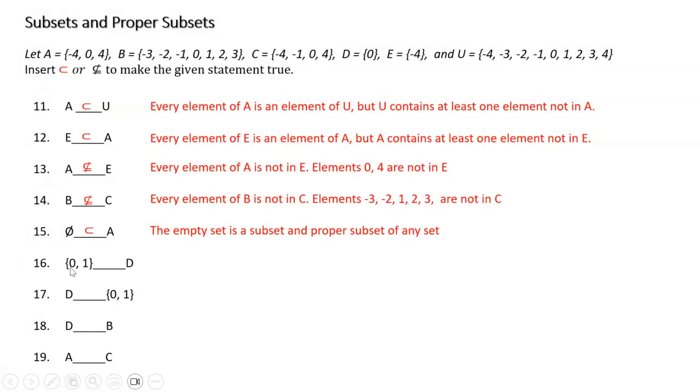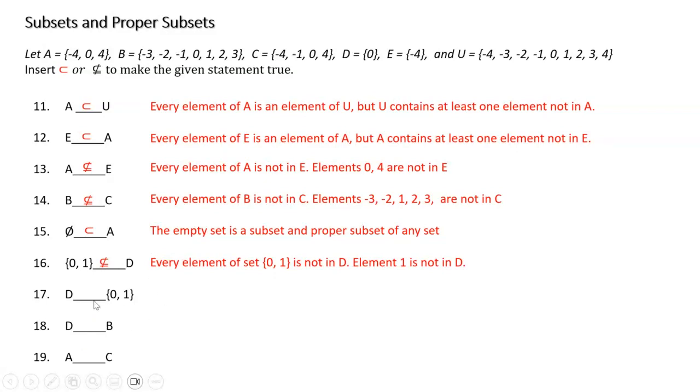Now look at number 16. The set containing the elements 0 and 1. Let's see what D has. D has 0. So again, the elements 0 and 1 are not all in set D because only the 0 is in set D, so we're missing the 1. So this will be the second answer, which will be not a subset. And there's a reason behind it. Every element of the set 0, 1 is not in D. Element 1 is not in D.